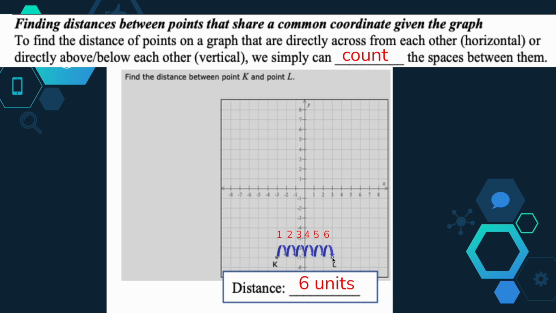And if they were vertical, I would do the same thing. I would just count the spaces between. If you notice, I didn't start at 1 here. I did a jump. The jump was 1. So it's 1, 2, 3. So be careful when you're counting. The first one you're starting on is basically 0. So if that helps, you can go 0, 1, 2, 3.